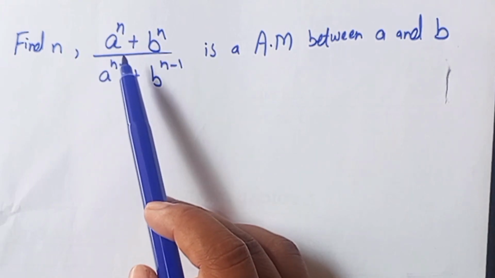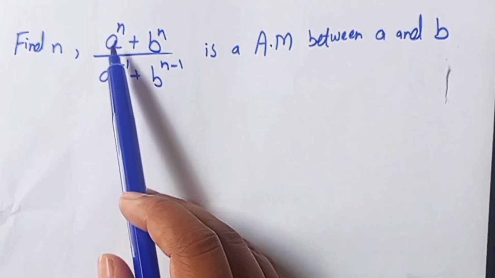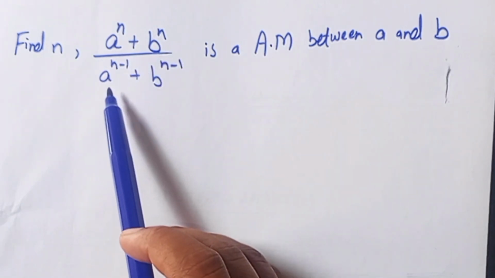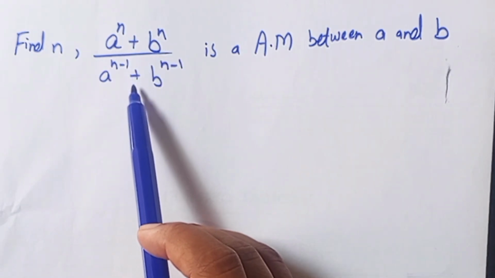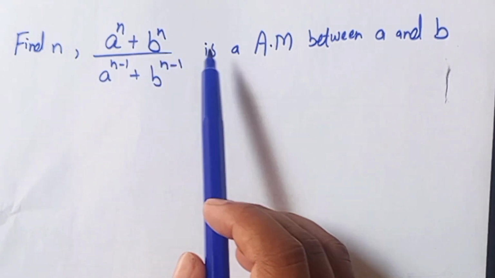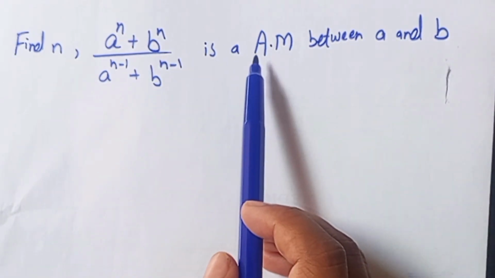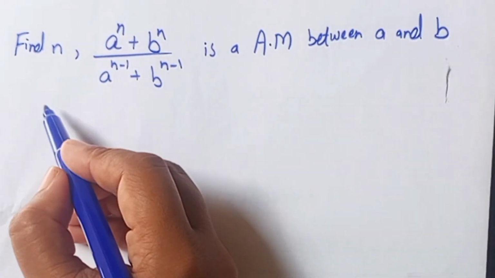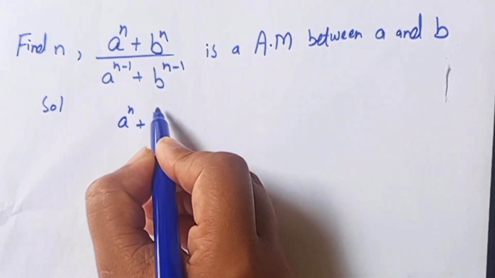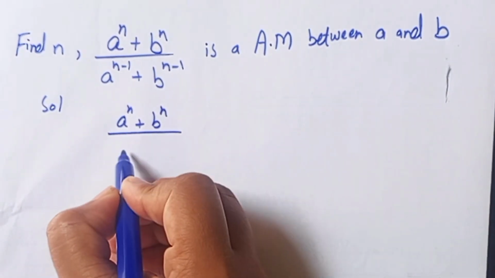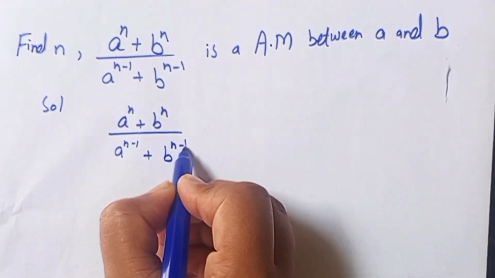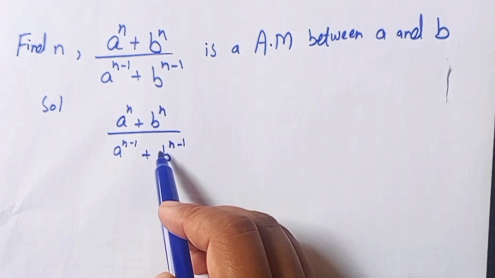In this video we find the value of n, given that (a^n + b^n)/(a^(n-1) + b^(n-1)) is the AM between a and b. So let's start. This is (a^n + b^n) over (a^(n-1) + b^(n-1)). It's given that it is the AM between a and b.